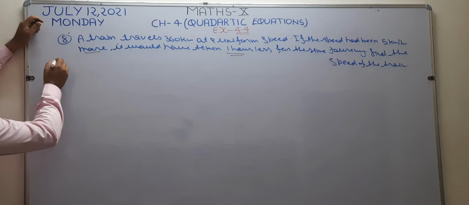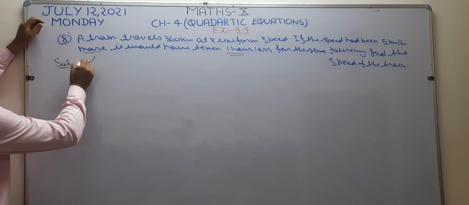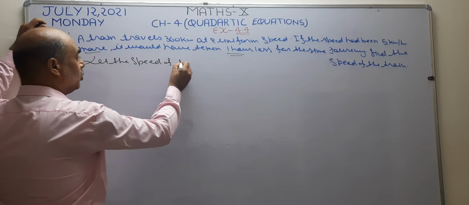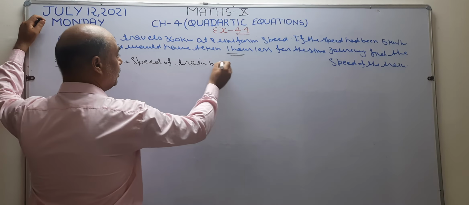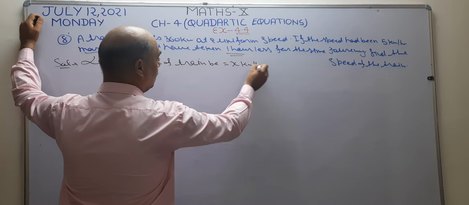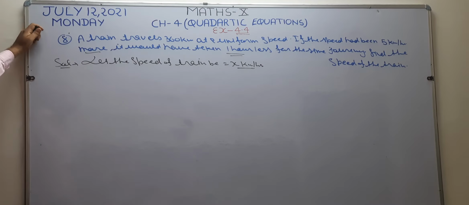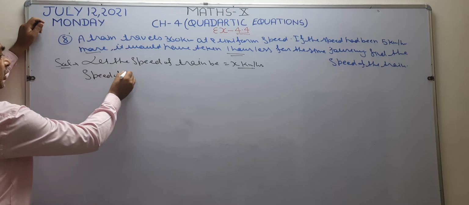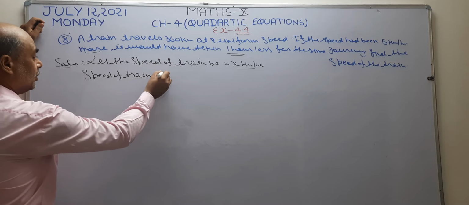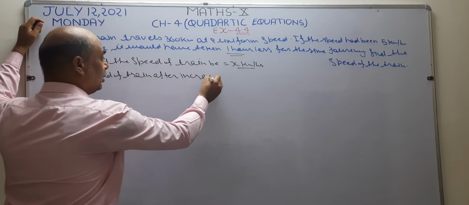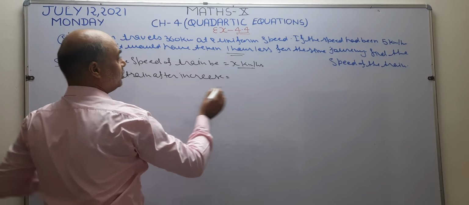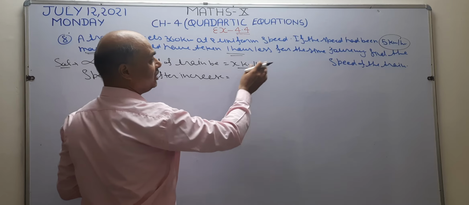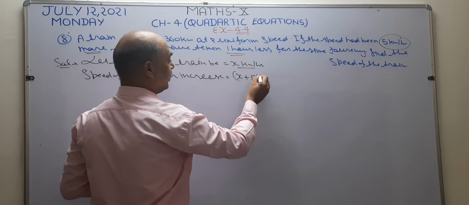So I suppose let the speed of train be x kilometer per hour. I suppose original speed of the train be x kilometer per hour. After that, I write speed of train after increase. And now speed is going to increase by 5 km per hour. Previous speed is x kilometer, and now we are going to increase by 5. So this becomes x plus 5 km per hour.